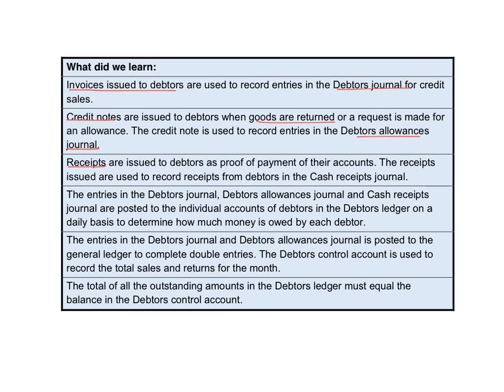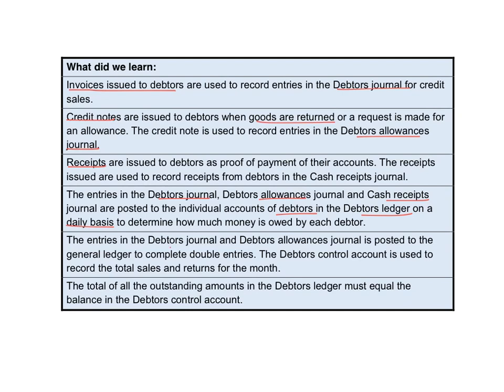Receipts are issued to debtors when they pay their account, and this is recorded in the cash receipts journal. We will also record the discount that is given to the debtors for prompt settlement. The entries in the debtors journal, debtors allowances journal, and cash receipts journal are posted to the individual account of the debtors in the debtors ledger on a daily basis so that we can determine at any time exactly how much money the debtor owes the business.